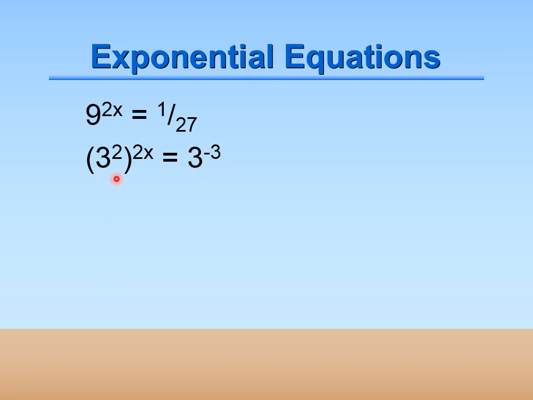So now we've got 3 to the second to the 2x equals 3 to the negative third. So 2 times 2x is 4x. So we get 3 to the 4x equals 3 to the negative 3. Our bases are the same, so we set our exponents equal to each other. So 4x equals negative 3, which means that x is equal to negative 3/4.